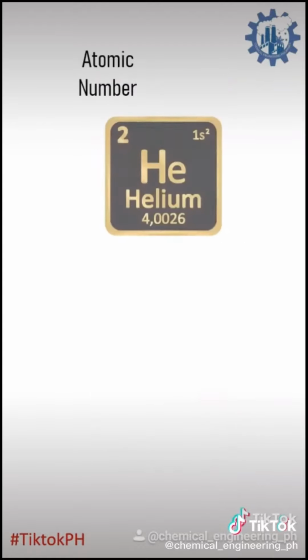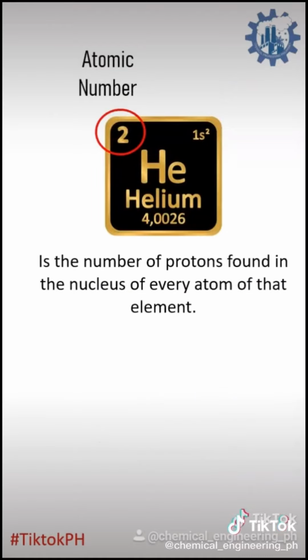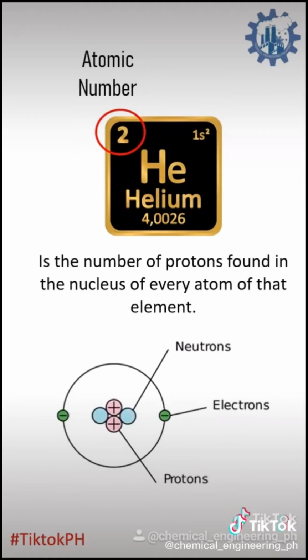Now what is an atomic number? Atomic number is the number of protons found in the nucleus of every atom of that element. In the case of helium, for example, it means that there are two protons inside its nucleus.